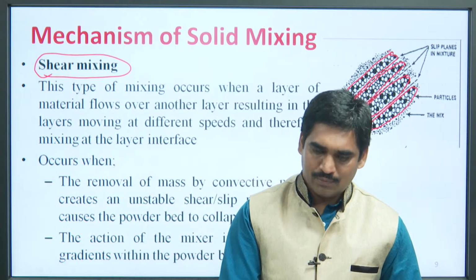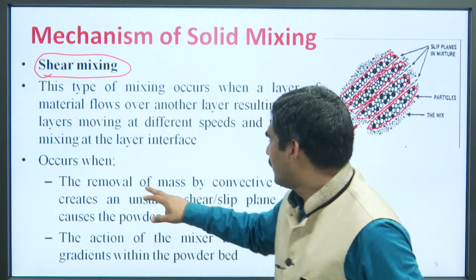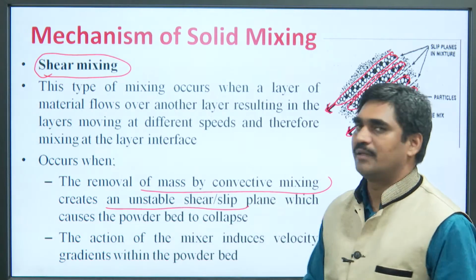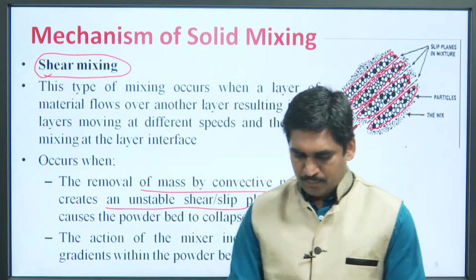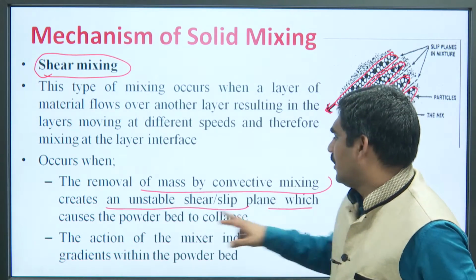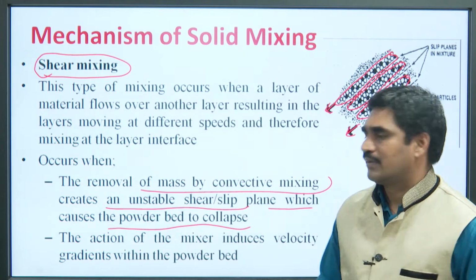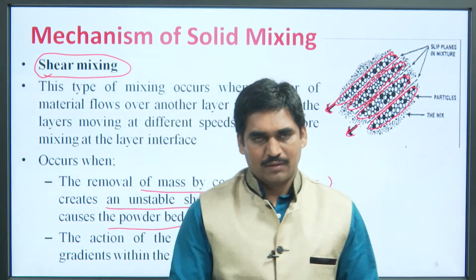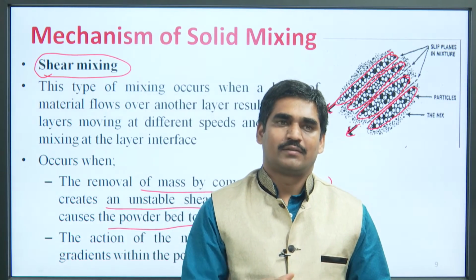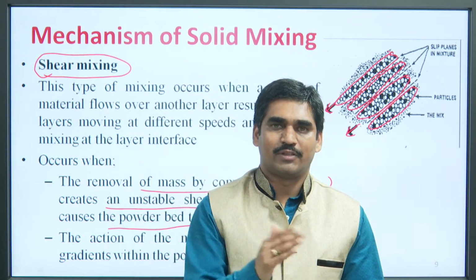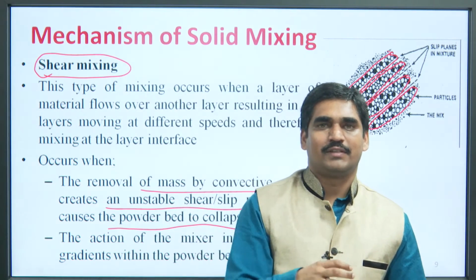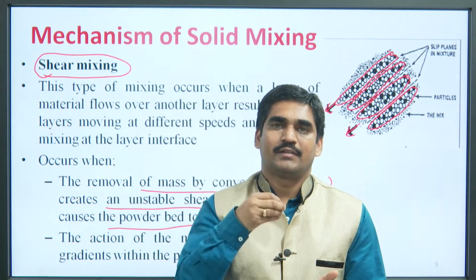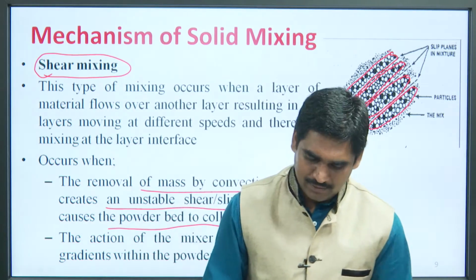Shear mixing occurs when removal of mass by convective mixing creates an unstable shear or slip plane, which causes the powder bed to collapse. That means in convective mixing, the mass is transferred from one place to another place. In this process, that is removal of mass by convective mixing, it creates an unstable shear or slip plane.